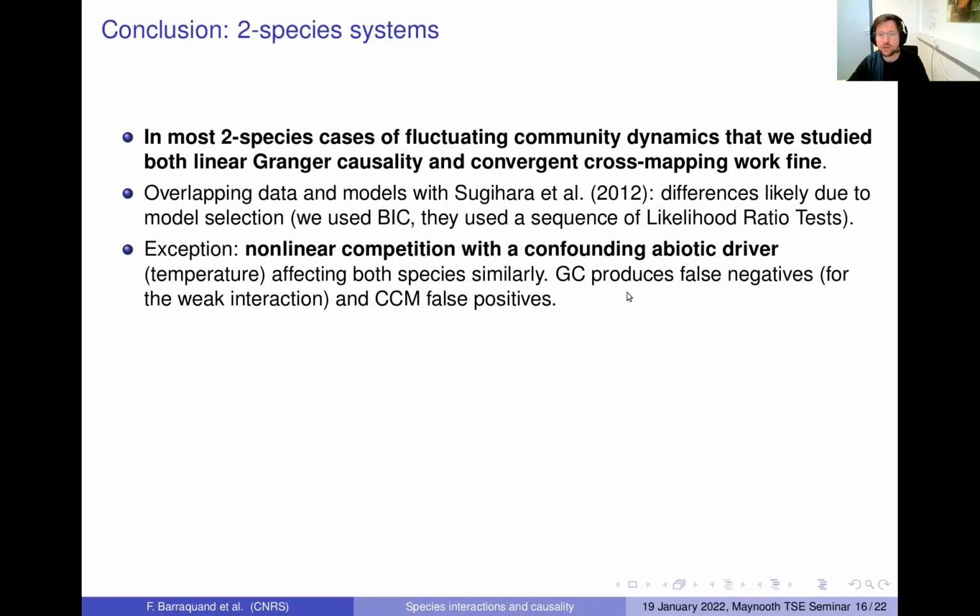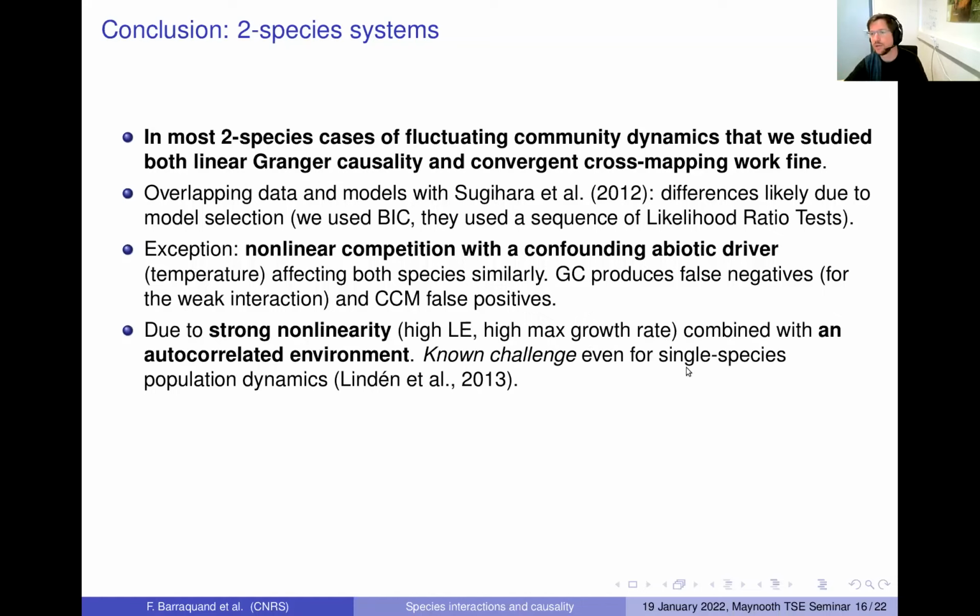There's one exception, which is when you have two species that are competing strongly, and there's a confounding abiotic driver which is making their dynamics both go in the same direction. That's difficult, and in that case, Granger causality produces some false negatives and convergent cross-mapping some false positives. This is known to be difficult even when you have a single species and you try to estimate density dependence.